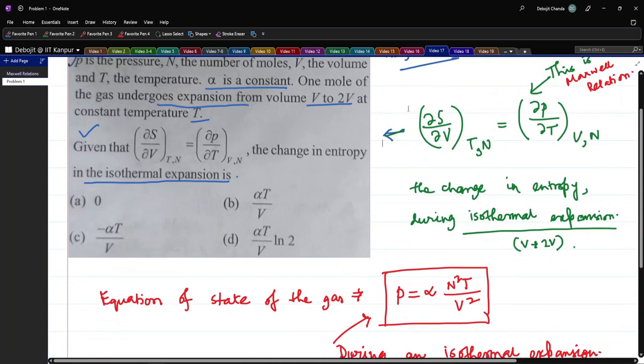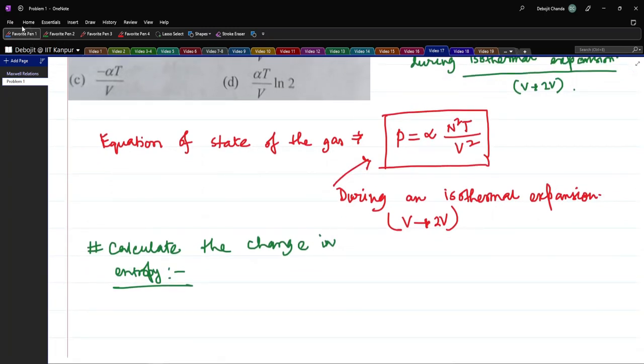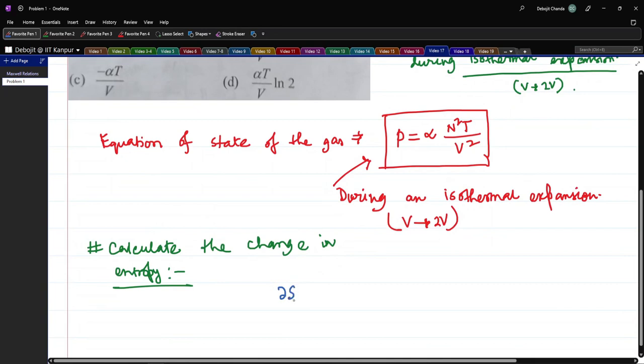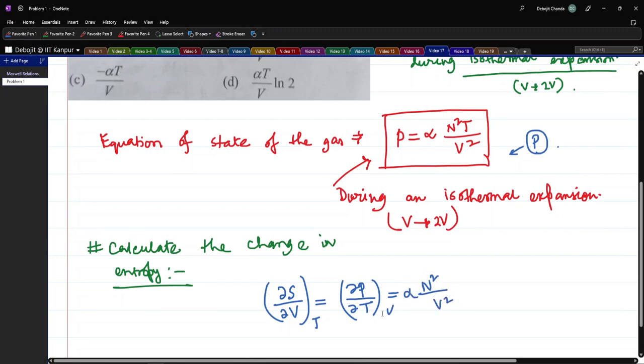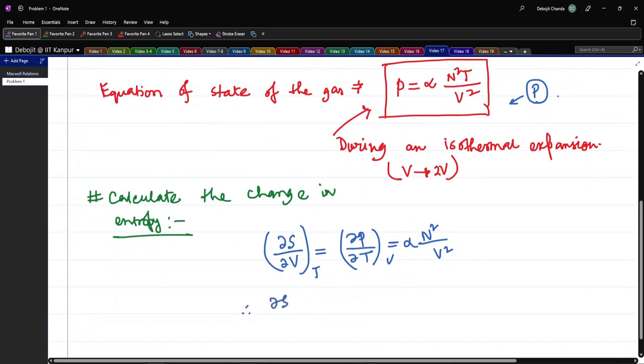So first, we observe that a change in entropy can be obtained by integrating this. So before integrating this, we have to take this derivative. So let me do this step by step so that it is clear. del S del V is equal to del P del T at constant V, at constant T. So by using this expression of P, we can write del P del T at constant V is nothing but n square alpha over V square, right? So now we have del S del V at constant T equal to alpha n square by V square.